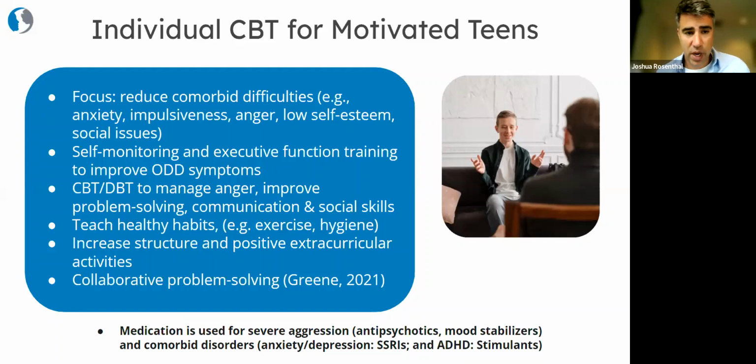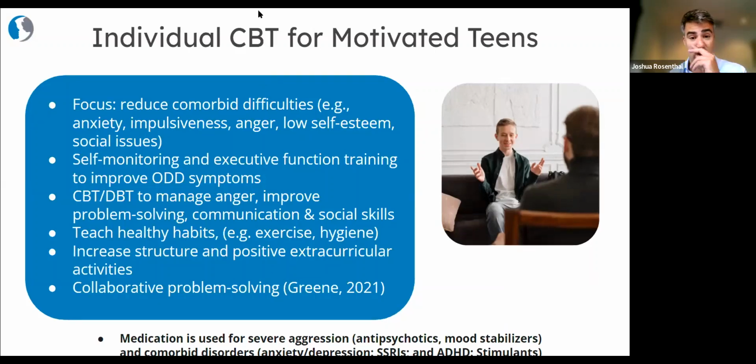Self-monitoring, executive function training. A lot of kids with ODD also have ADHD, so teaching them ways of slowing themselves down and being able to make better choices. CBT is also great for anger management and problem solving and communication and social skills. A lot of these kids are having social problems. They don't understand what they're doing to turn other kids away. And so individual CBT can be really productive. Again, the teen has to be motivated.